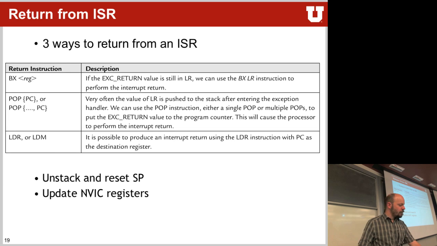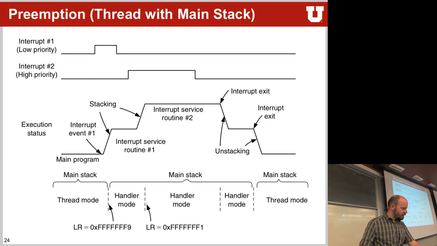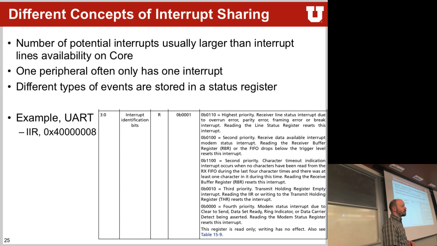Okay. So we talked about this sharing of interrupts. We only have 240 different interrupt lines. Unfortunately, that's oftentimes not enough. And most of the time, every peripheral only gets one interrupt. So within the peripheral, you might have multiple things you want to tell the core. So you have to have a way of sharing interrupts.